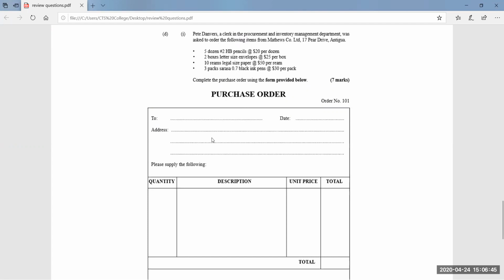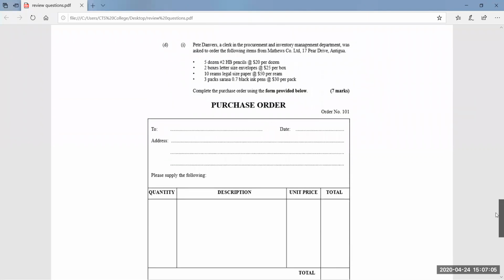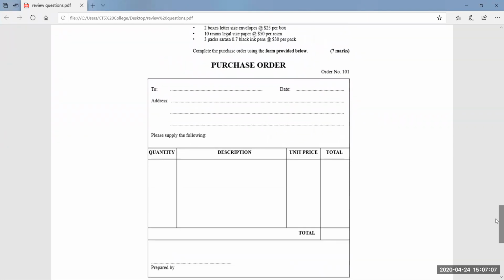So the address can be filled out. They didn't give you a date to work with, so you can safely use today's date here. So 2 will be Matthews Company Limited, the date is today's date, and the address will be 17 Pier Drive, Antigua. You see this area here underneath, prepared by? You'll put Pete's name here. Pete Danvers goes here at the bottom.